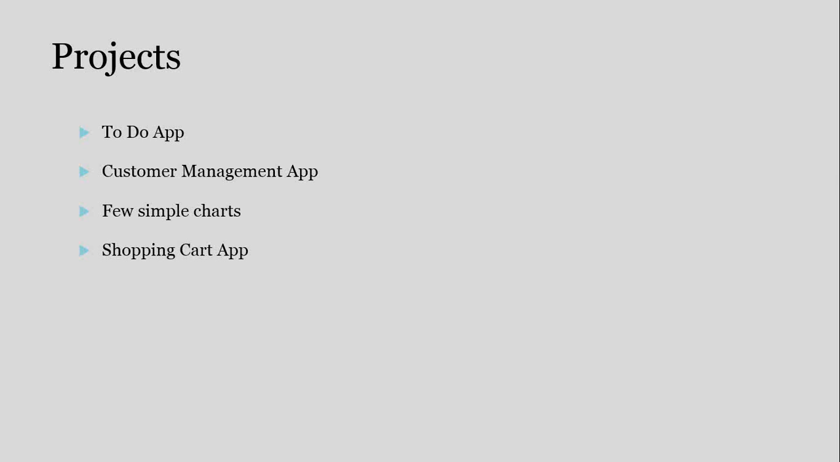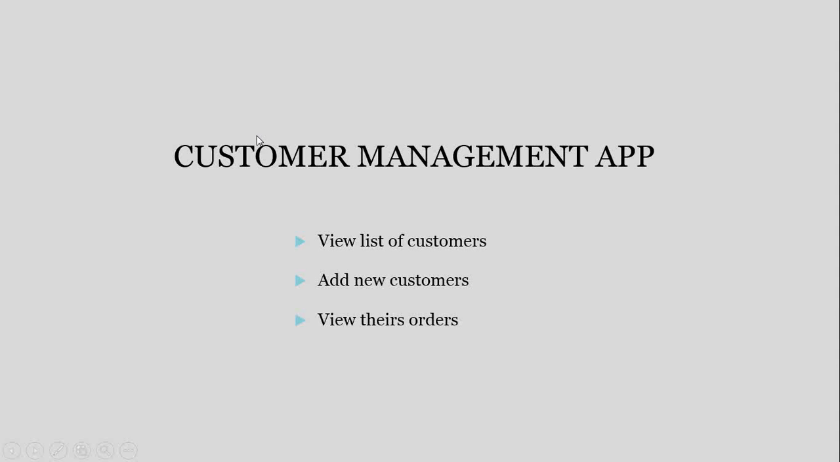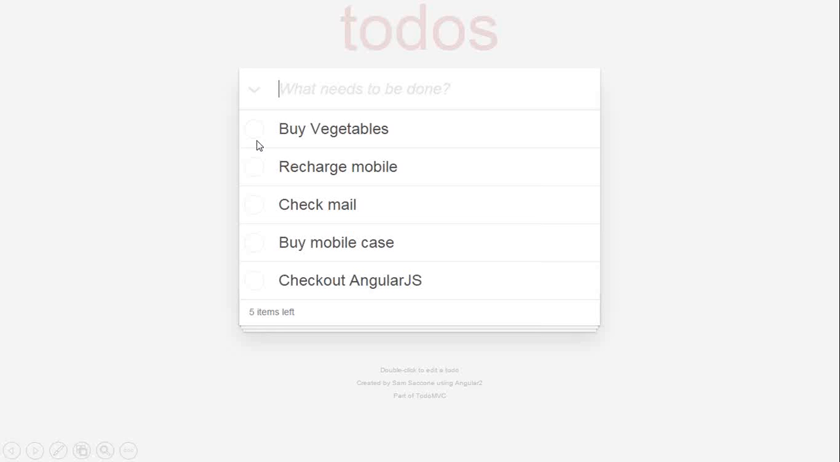Just to give you an idea of what the different projects are that we do. This is one to-do app where you just type something and enter. It will get added to your checklist, and you can just say whether it's done or not. It's just an image that I have copy pasted here.